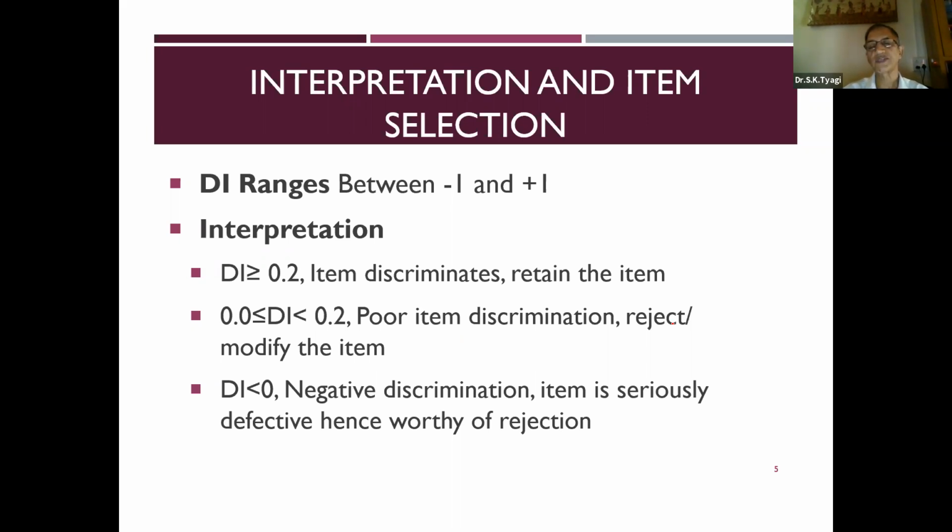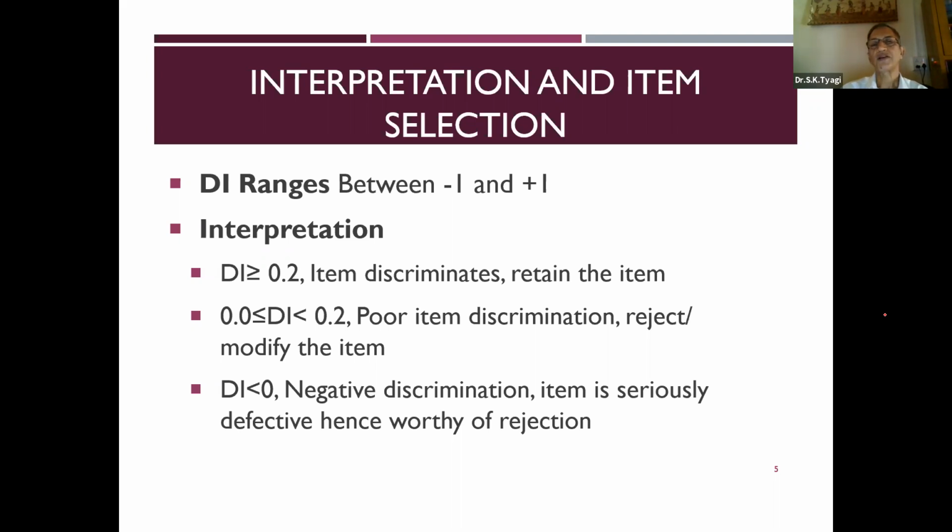On what ground should we decide whether to reject the item or modify it? Suppose there are only a very small number of items being rejected, then we can reject the item. Suppose this item is indispensable, it is testing something which no other item is testing, then we will perhaps modify it. But if the item is discriminating negatively, then it is a seriously defective item. Therefore, it should be rejected prima facie. But under certain situations, you may also modify it drastically to suit your purpose.